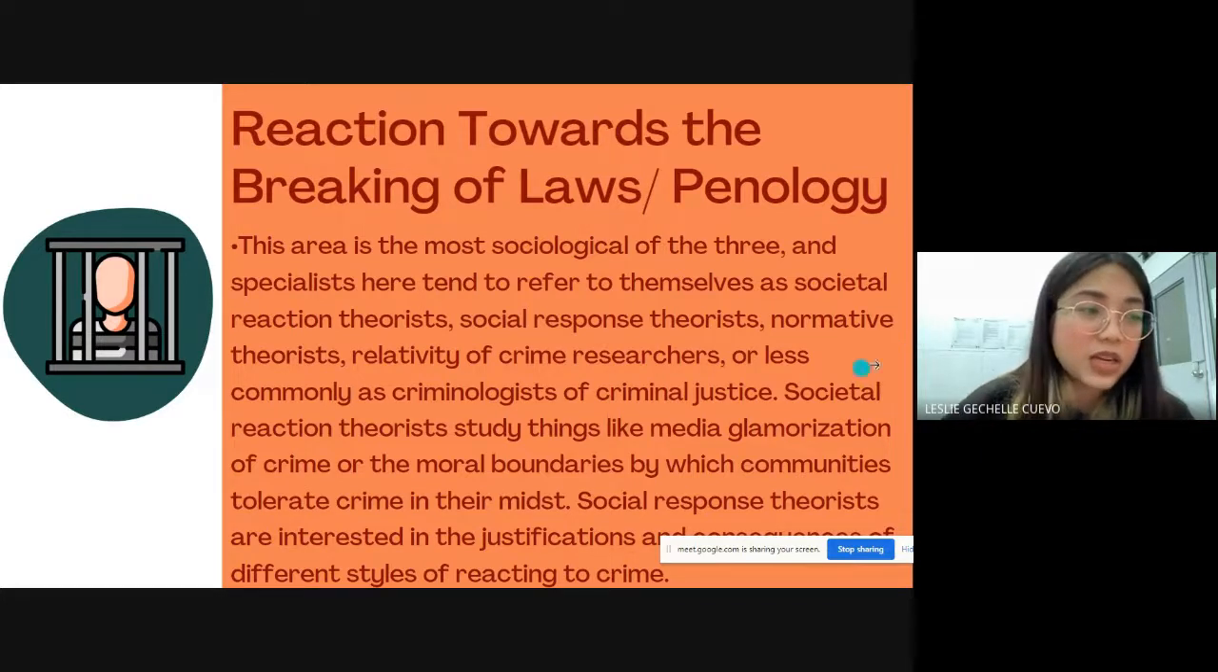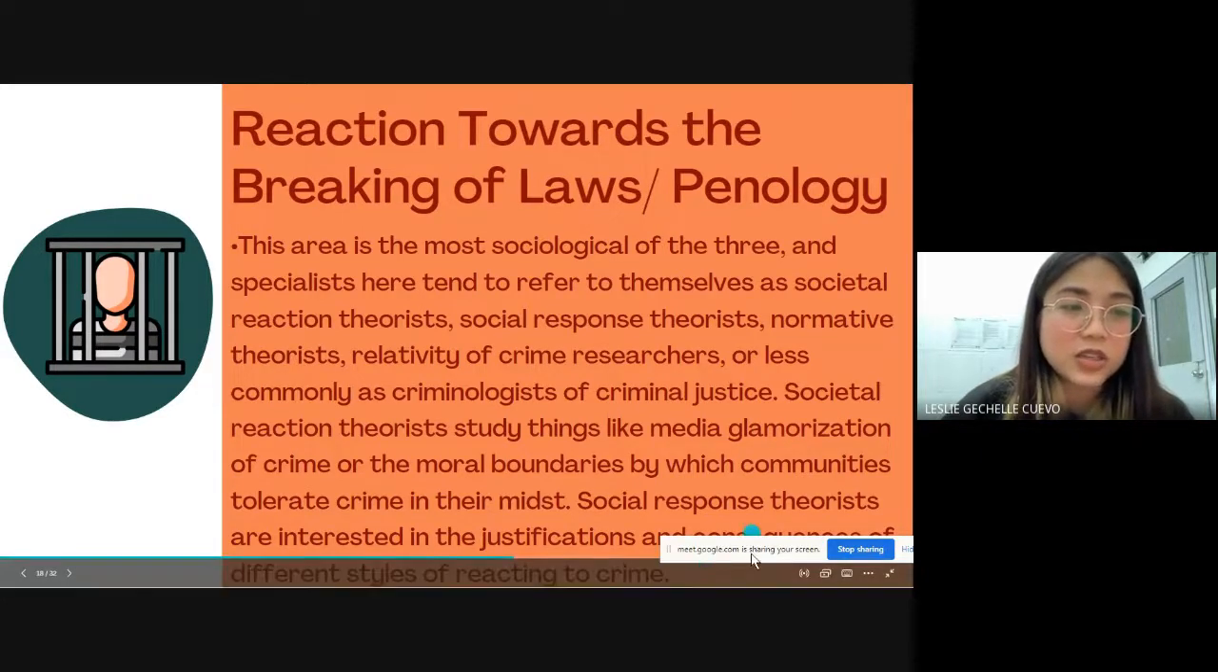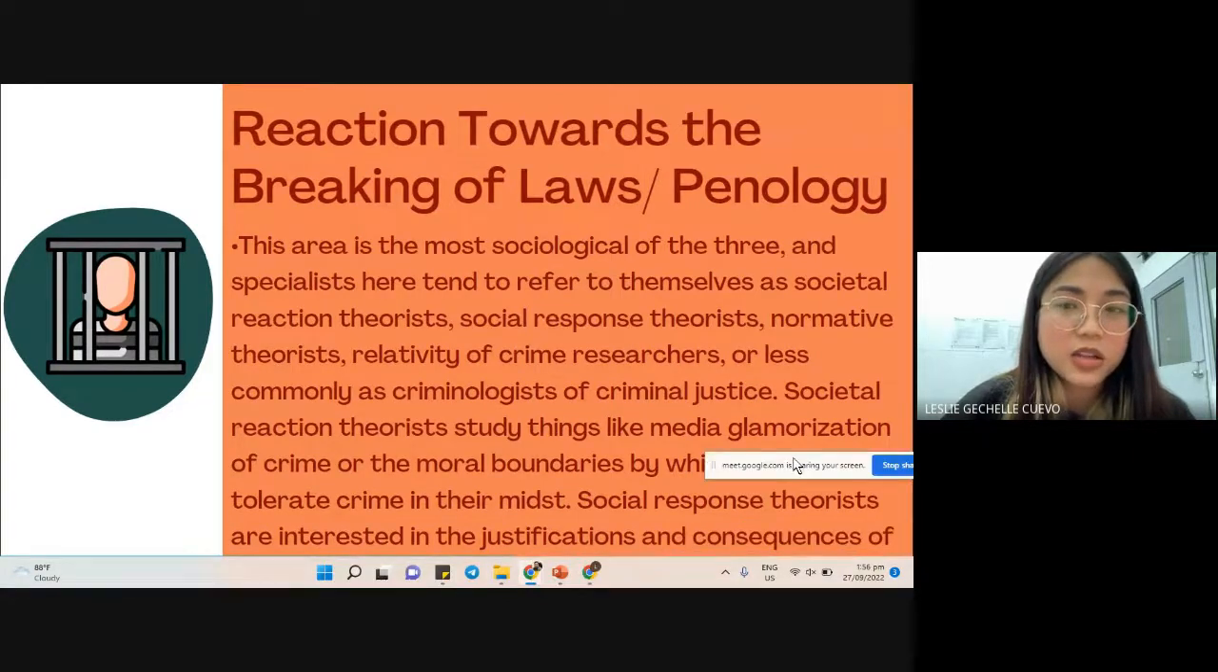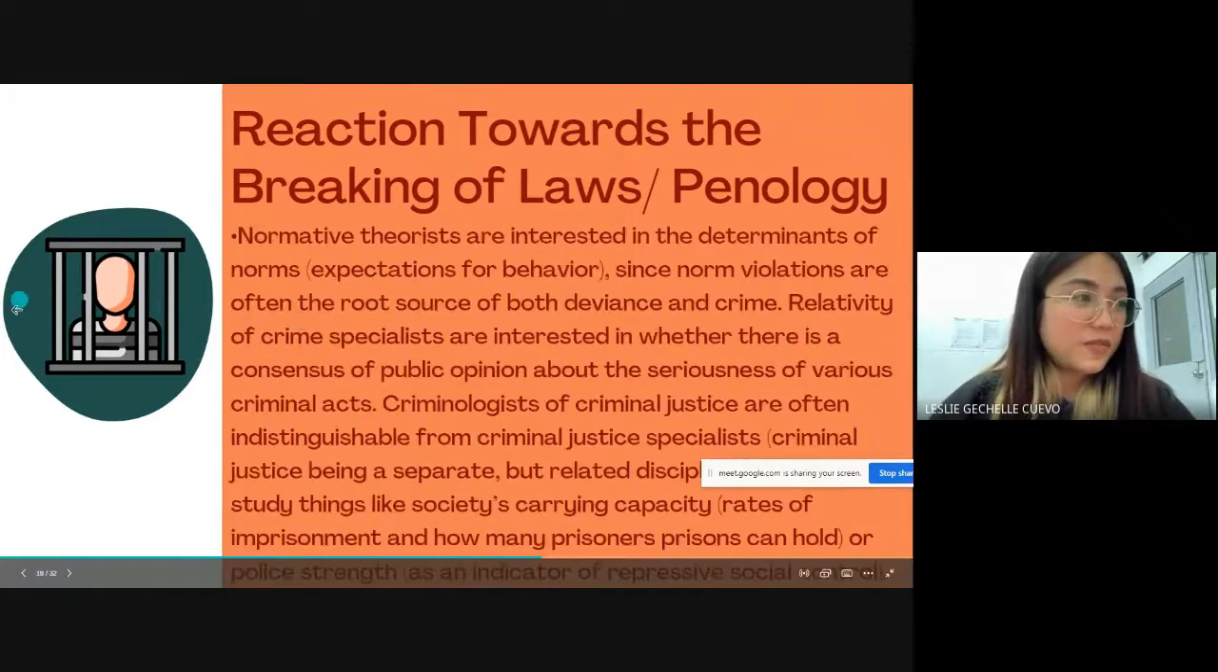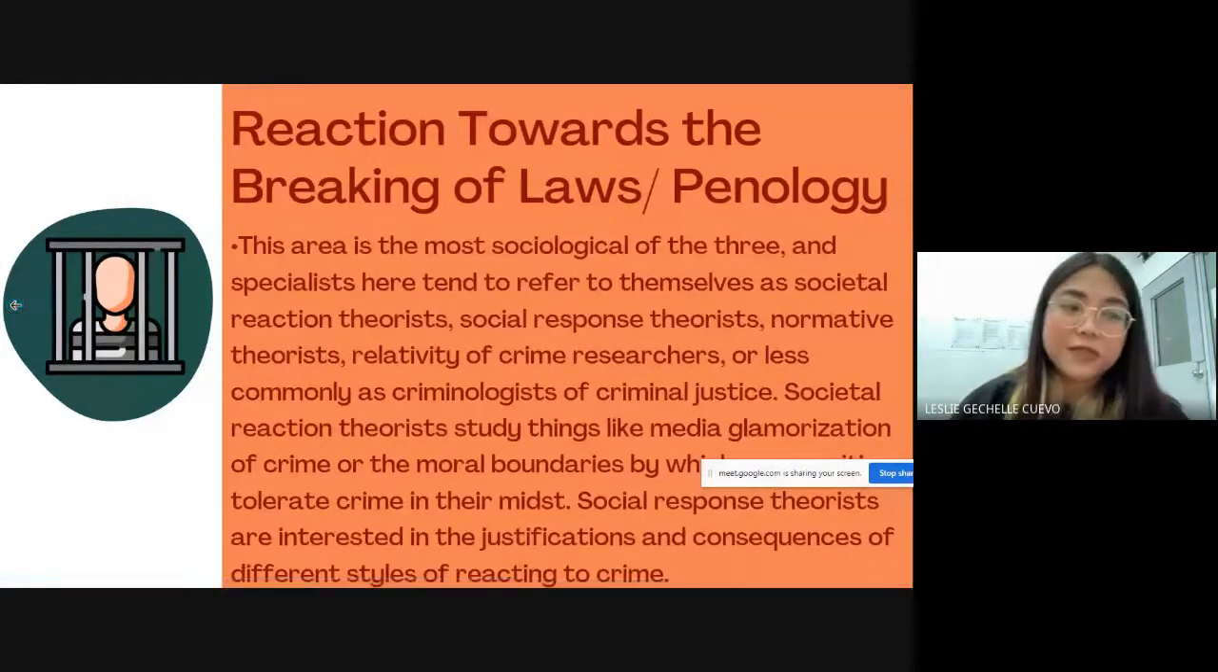Social response theorists are interested in the justifications and consequences of different styles of reacting to crime.